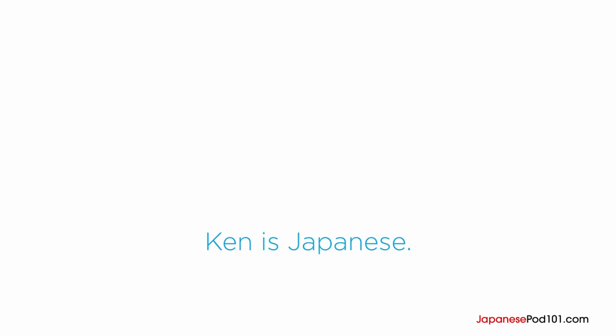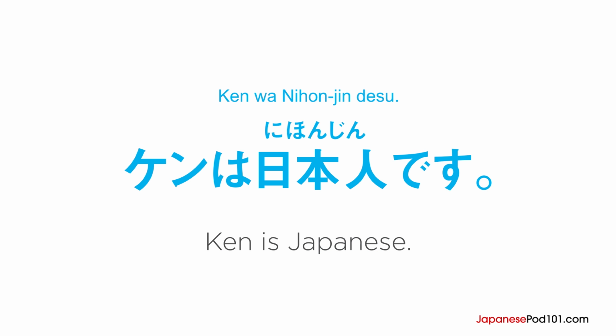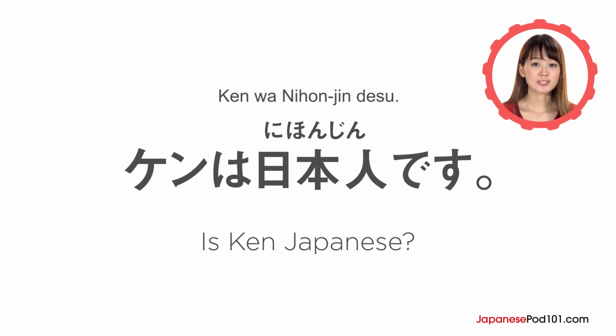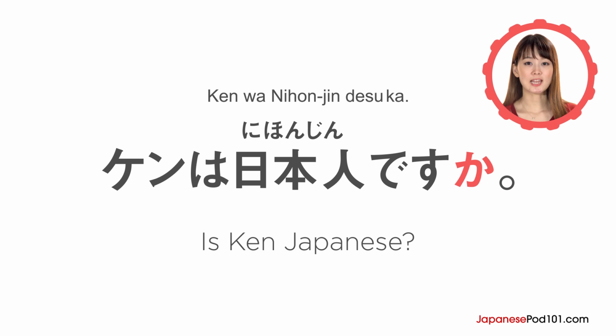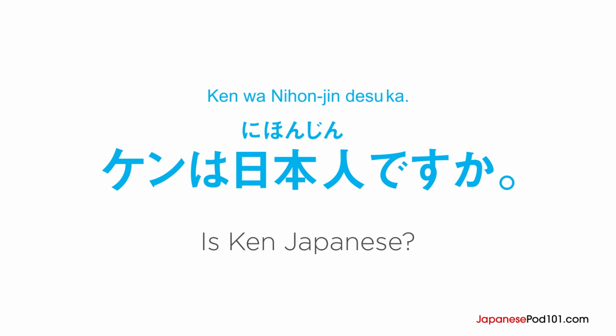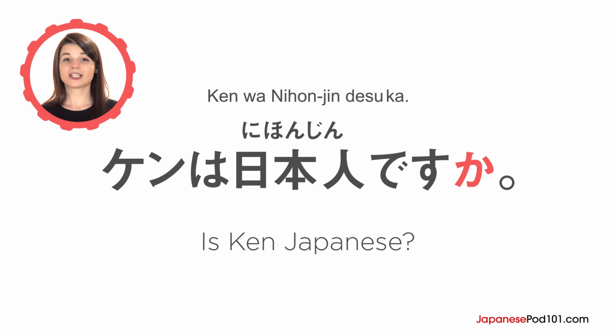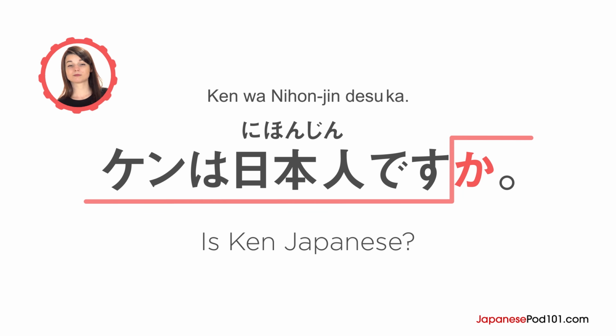Risa, how do you say Ken is Japanese? ケンは日本人です。 So to ask, is Ken Japanese? All you have to do is add ka at the end of the sentence. ケンは日本人ですか? It's very simple, but be sure to use rising intonation. Let's hear it again. ケンは日本人ですか?